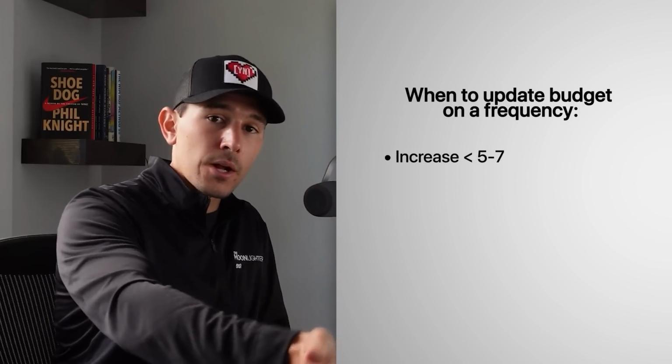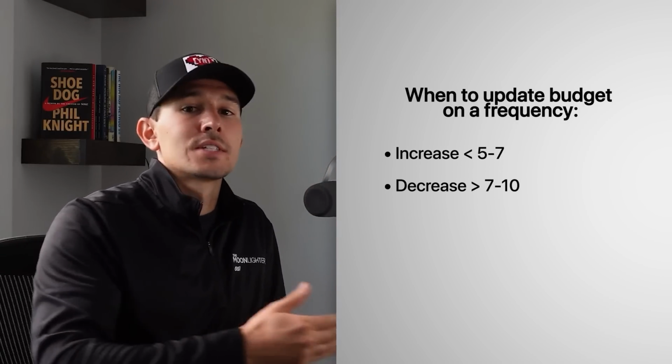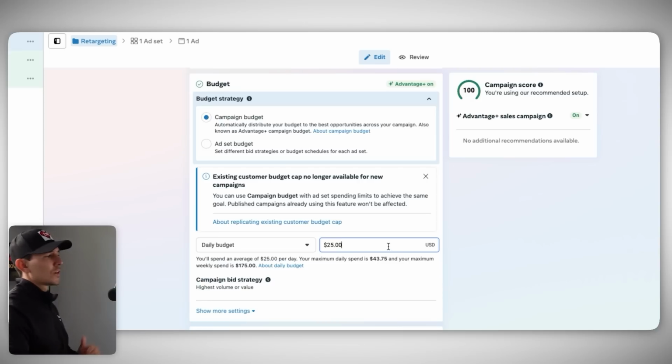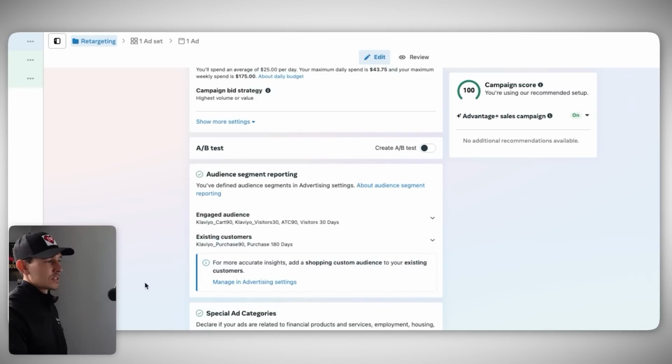Most of the time, you want this frequency to be between 5 and 7. So you want to make sure you're increasing your budget when it's lower than 5 to 7, and decreasing your budget whenever it's higher than 7 to 10. For now, I'm just going to keep this simple and set it to $25 a day. We are bidding highest volume or value, and everything else stays exactly the same.